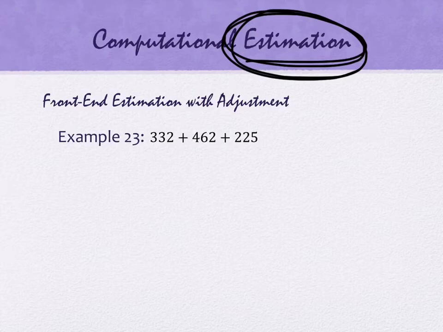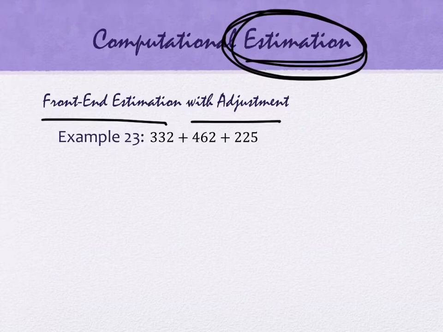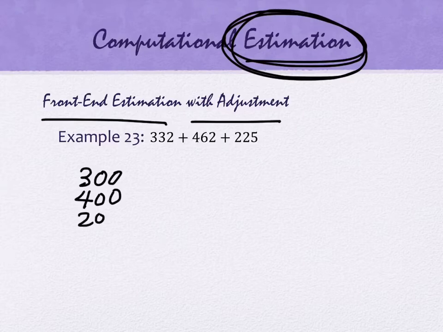All right, so let's deal with the two pieces here. There's a front-end estimation and there's a with adjustment. This is a two-step process. Front-end estimation means writing down the first digit of the number and ignoring the rest, or turning the rest into zeros. So I've got 332 becomes 300, 462 becomes 400, and 225 becomes 200. So I just use the first digit and I zero everything else out. That's front-end estimation. 300 plus 400 plus 200, what is that? 900. Okay, so this is the front-end part.